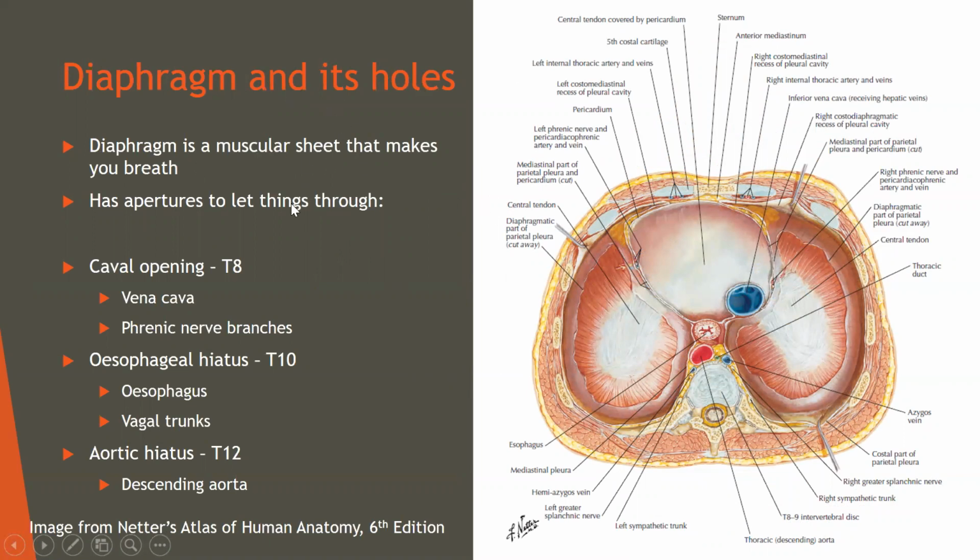So the diaphragm is a muscular sheet that makes you breathe. At this level, that is all you need to know. It has holes in it which let things through. So at T8, the caval opening is at T8. It's the highest one, and it lets through the vena cava and some of your phrenic nerve.